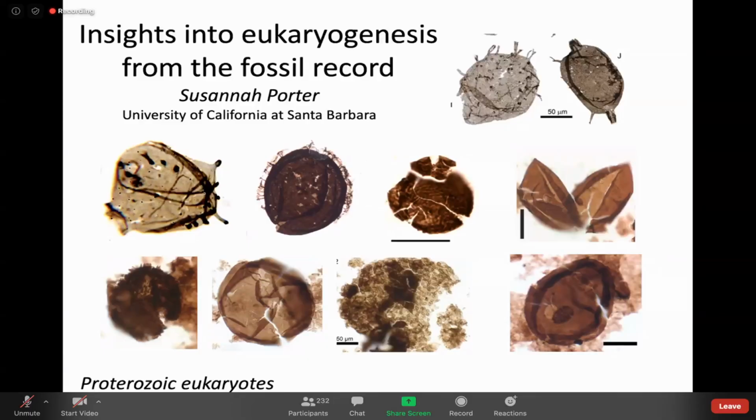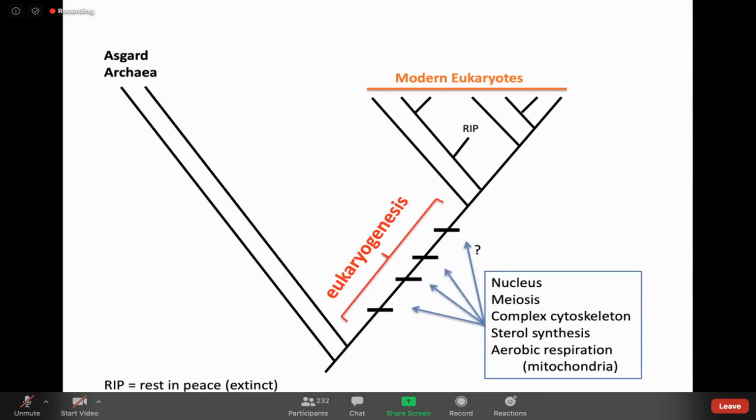Now, this has remained one of the biggest mysteries in the history of life, and in part this is because of the lack of known living intermediate taxa that would span the gap from the prokaryotic cell to the eukaryotic cell, and that would allow us to figure out the order in which all these different characters, I've listed some of them here, evolved.